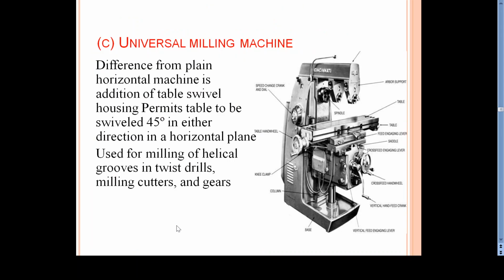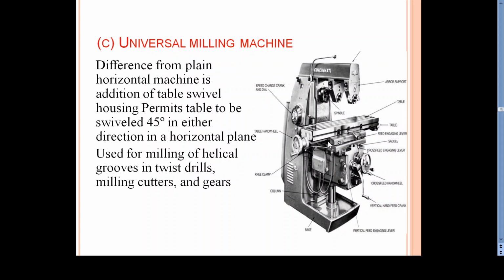Now, the third type of column-and-knee milling machine is the universal milling machine. Here, the main difference from the plain horizontal machine is the addition of a table which can swivel. The housing permits the table to swivel 45 degrees in either direction in the horizontal plane. So here, this is the table. This table can move. We can swivel this table into an inclined position like this or here also.